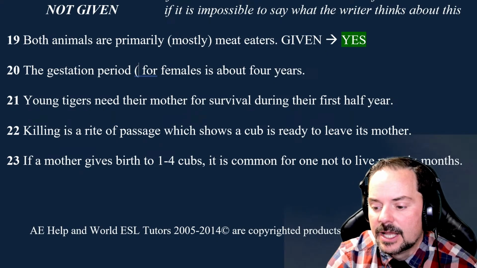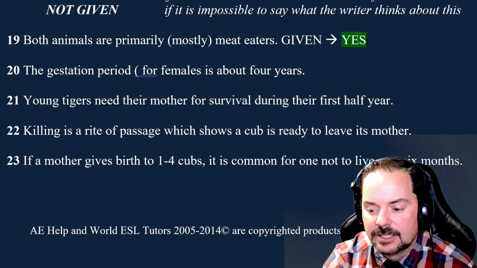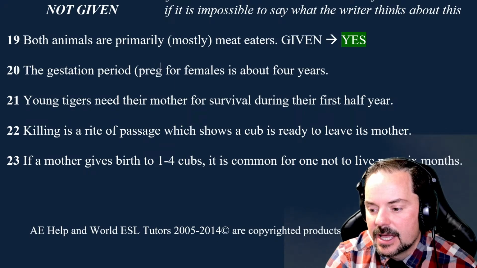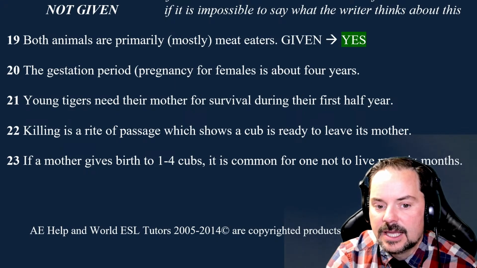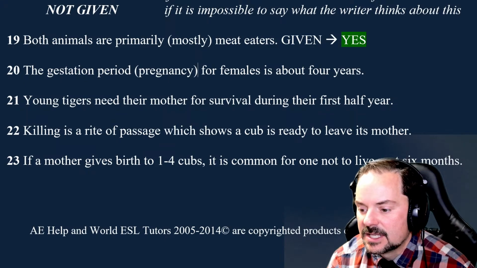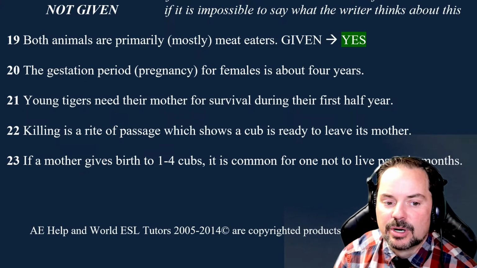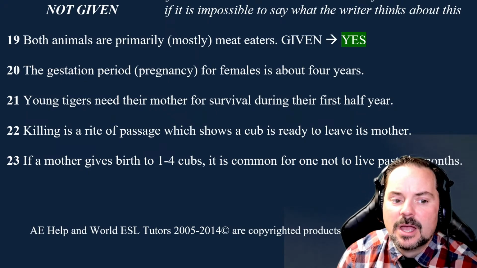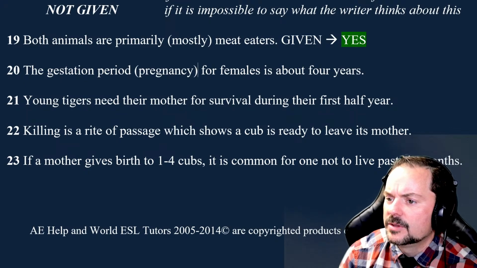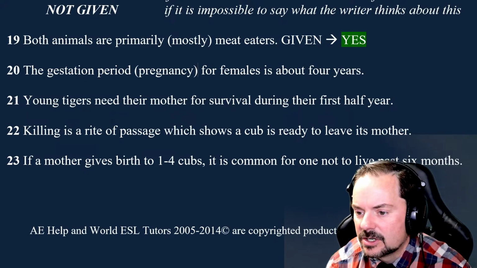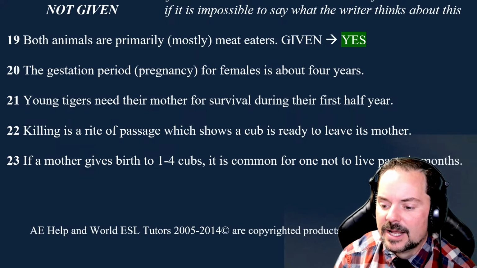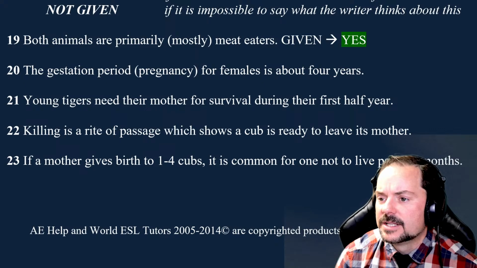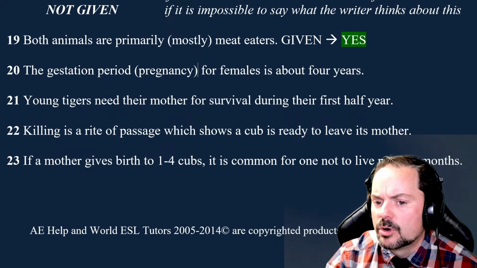Close. It's not quite breeding. Ariadna has a little help for you there in the chat. It's the pregnancy. Yes, the period of pregnancy. Single and Savvy said the time of conception to birth. That's right. That's the gestation period. So the pregnancy. Is that important? Talking about these tigers, it's important to know this, right?